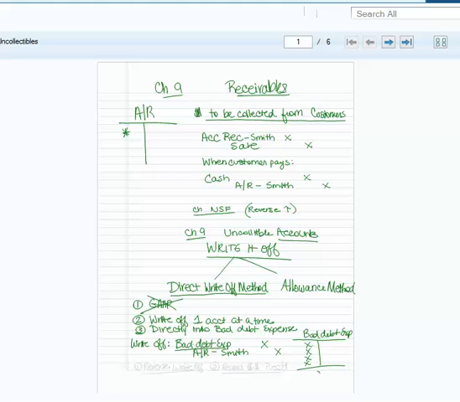Now, if Mr. Smith happened to come into some money after you wrote this account off, and he sent you a check, you would need to do 2 things in your books. Number 1, you would reverse the write-off. And number 2, you would record the cash that you received, as if he had always owed you the money, as if you had always had that accounts receivable open for Mr. Smith. Okay, so those are the 2 things that you would do if he in fact ever did pay you.